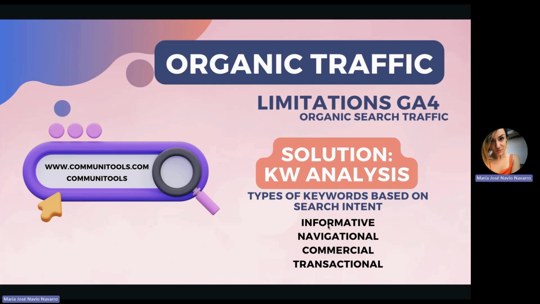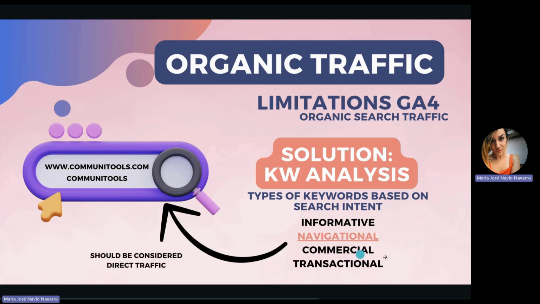And as you know, we have informative, navigational, commercial, and transactional. Informative are those keywords that people use in order to search for information, to get informed. Commercial are those that people use when they are trying to research something that they want to buy in the future. And transactional are those keywords that reflect that the user wants to do a transaction, a purchase, in a really direct way. But what about the navigational? Navigational keywords are those that include the name of the brand or the URL of the brand because they really want to go to a specific website that they already know.